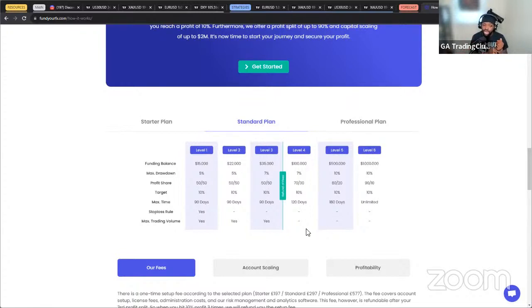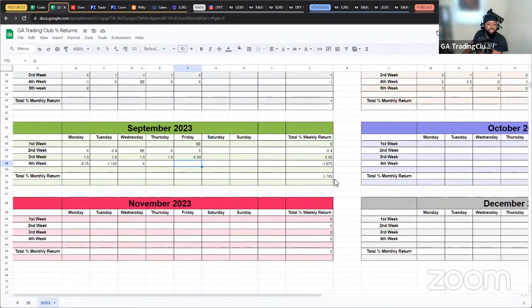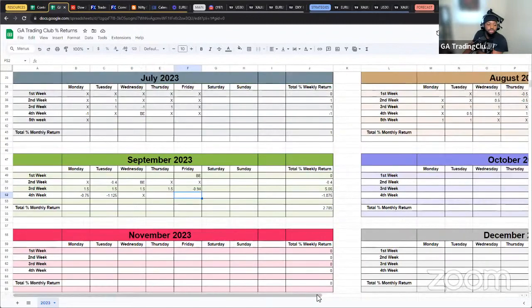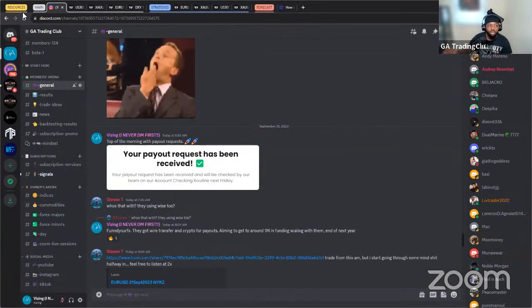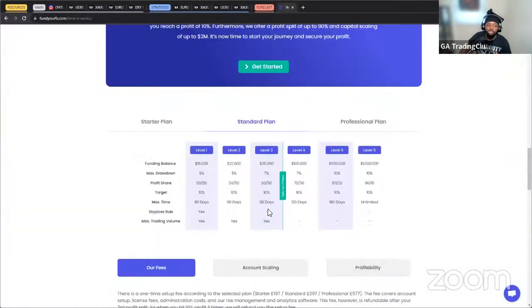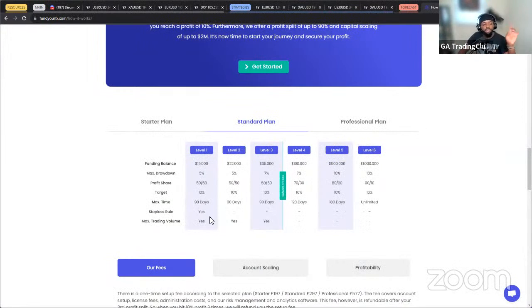The reason why, even for the trades we've been taking, because somebody can ask me, you made like 6% last month and whatnot, the reason I do not copy all of my trades to that account is, remember, they have a stop loss rule. That's not bad for me because every trade I have has a stop loss. The thing is, they have a max trading volume.